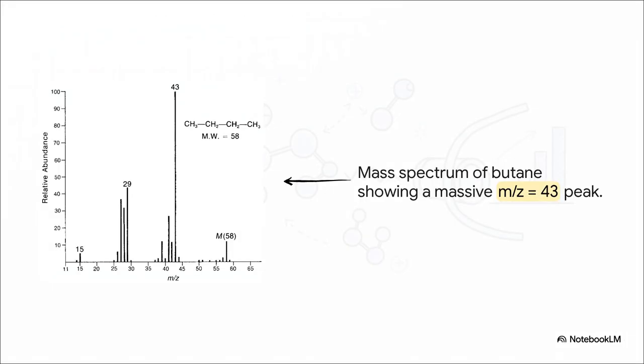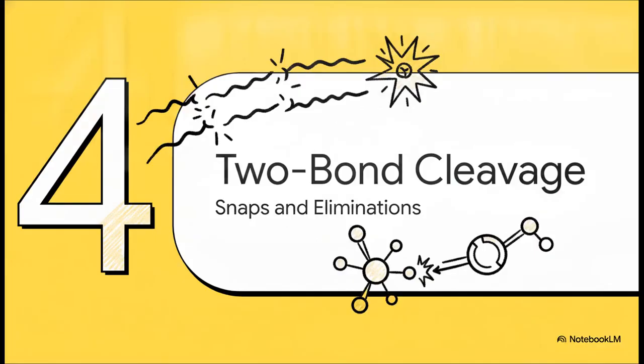We can actually see this one-bond cleavage in action right here, looking at the mass spectrum of butane. The molecular weight of butane is 58, but notice how tiny that peak is way over on the far right. Instead, we see this absolutely massive, dominant peak at an m/z of 43. This is the direct result of a single bond snapping, losing a methyl radical and creating a highly stable propyl cation. It's literally Stevenson's rule unfolding right before our eyes. Next up, Section 4, two-bond snaps and eliminations.